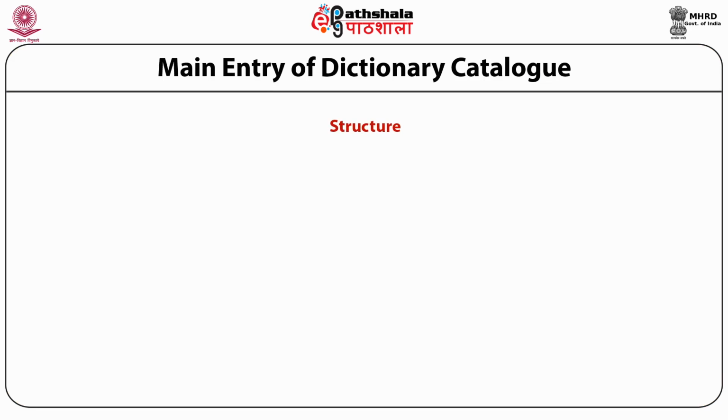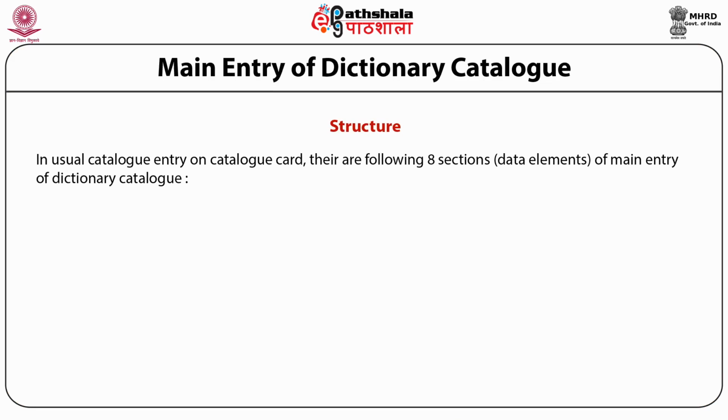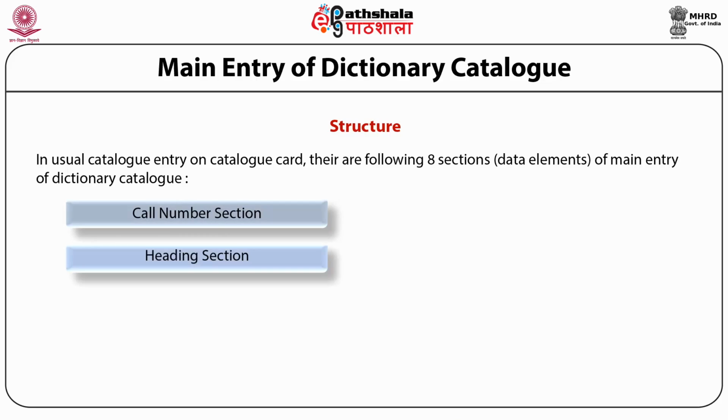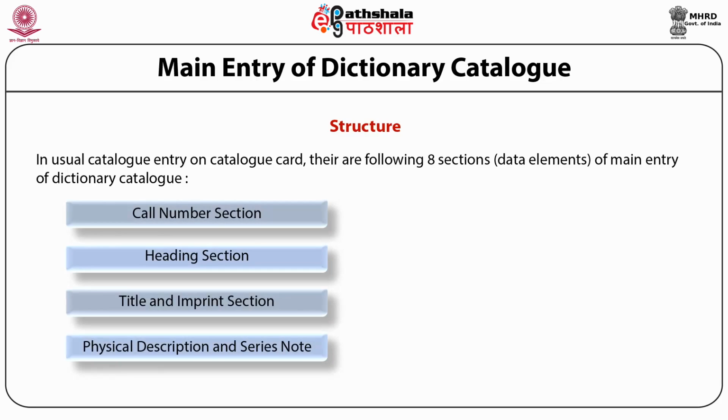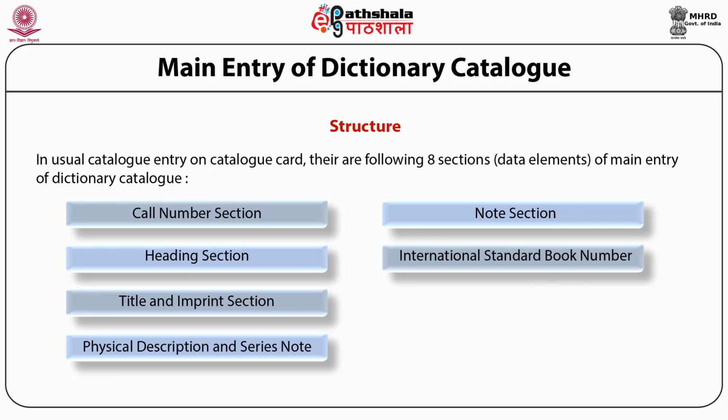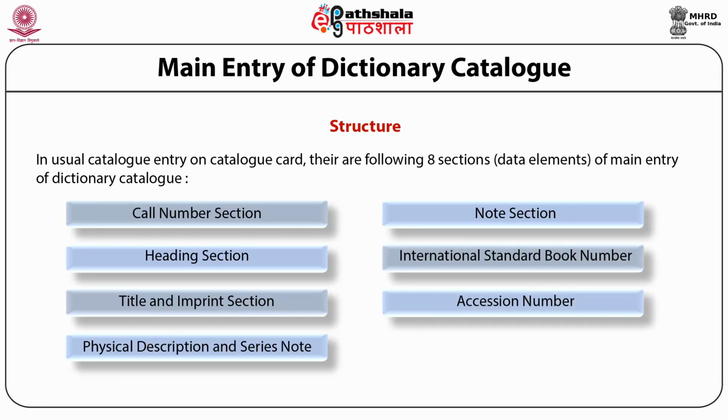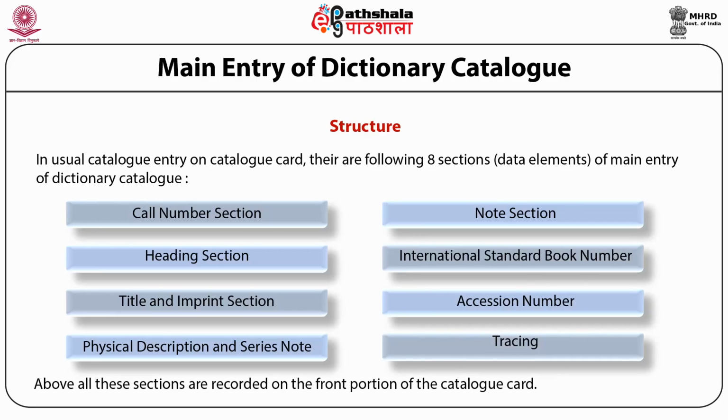Structure of main entry. In usual catalog entry on catalog card, there are following 8 sections of data elements of main entry of dictionary catalog. First one is call number section, second is heading section, third is title and imprint section, fourth is physical description and series note, fifth is note section, sixth is international standard book number, seventh is accession number, and eighth is tracing. Above, all these sections are recorded on the front portion of the catalog card.